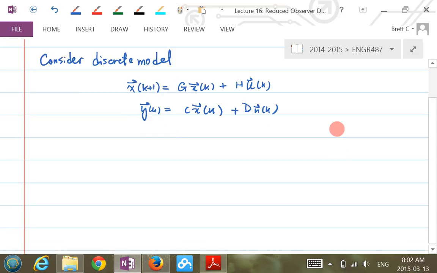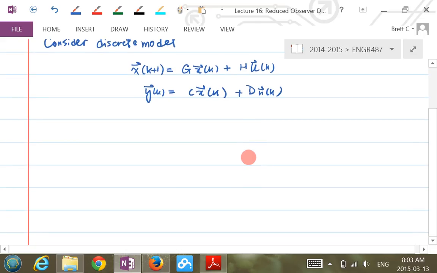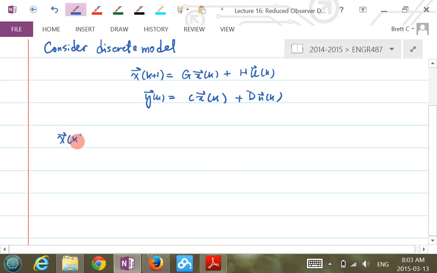Okay, so a full order observer, basically what you design is you assume you don't have measurement for any one of the state variables, right? And you design your observer to observe all of the state variables, okay? But in practice, you do have sensors. You do have a sensor to measure certain state variables, basically. So those are obtainable. So for the x of k here, right?